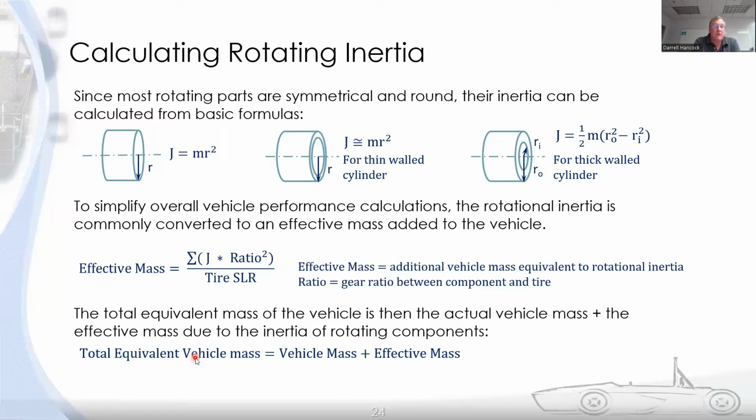And then the same thing in braking, right? If you want to calculate your stopping distance, right, you would use the equivalent mass of the vehicle and the torque that your brakes produce and the radius of the tire that you're using for that.